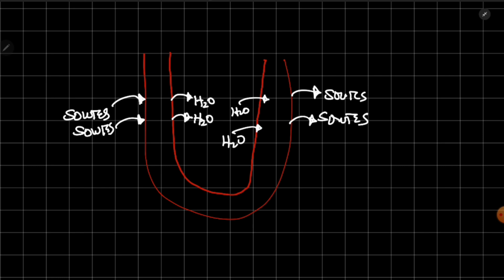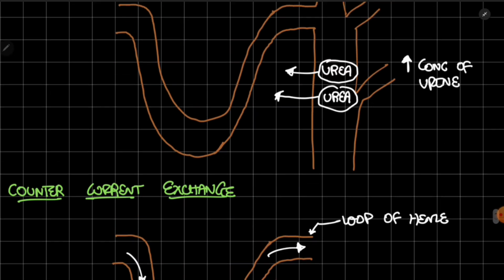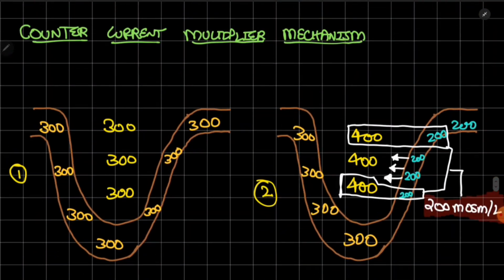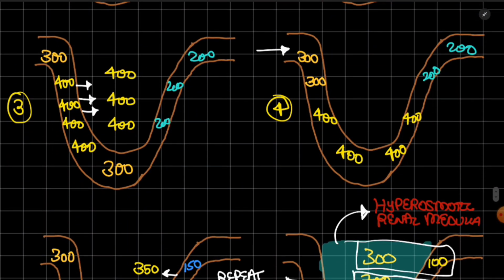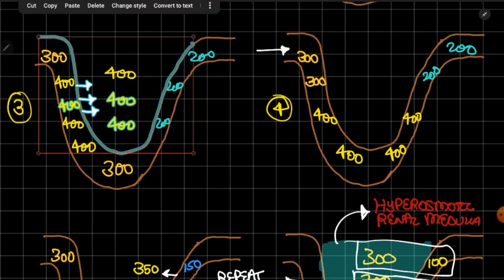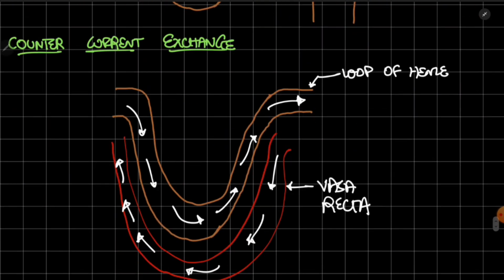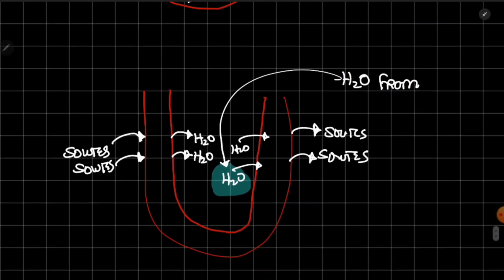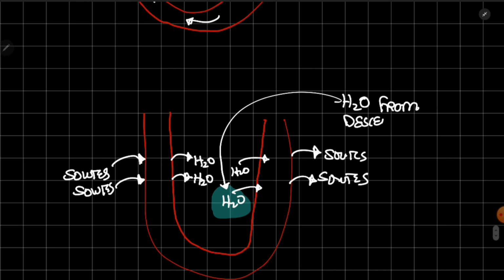Now this extra H2O, where does it come from? Basically it is the H2O from the descending limb. See this diagram where we have removed H2O. So the extra H2O in this vasa recta comes from the descending limb, and therefore this is the main reason why the gradient increases.